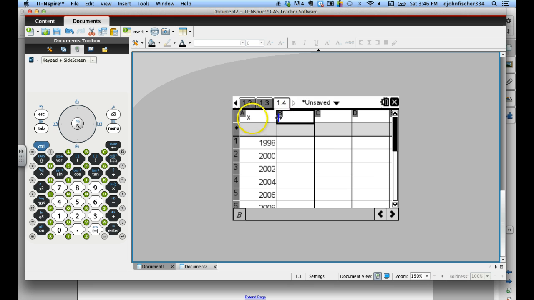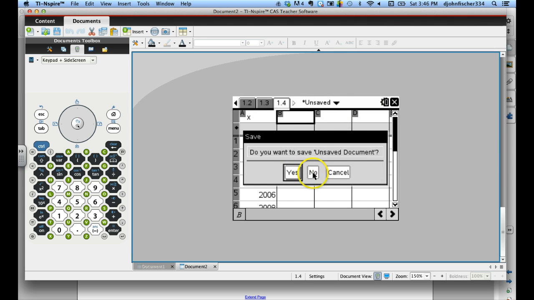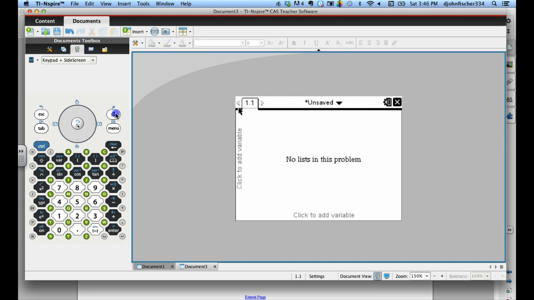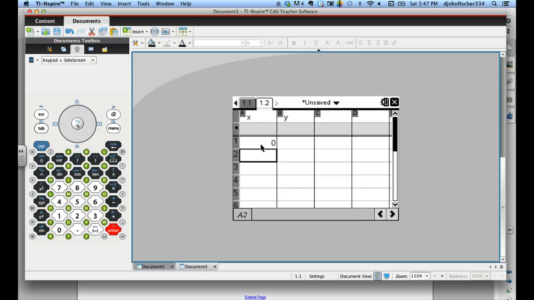Second list, whoa, wrong one again. Let's go to a new document first. New document, no. Lists and Spreadsheets. Now let's label X, Y. On the first list, we're going to put down the x points. Our x points were 0, 1, 2, and negative 1. So we put 0, return, 1, return, 2, return, and negative 1.